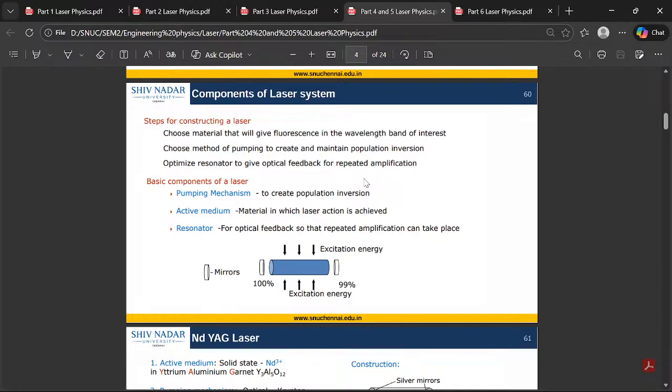So we have to choose the required material which will give the photons of that desired wavelength. And we have to choose which pumping scheme to use for maintaining the population inversion. Then optical resonator cavity to achieve the pass of that stimulated emission across the cavity. So pumping mechanism, active medium, resonator is what we need for a laser to perform. With one mirror with 100% reflectivity and another one slightly lesser than that, not 50-50, but slightly lesser.